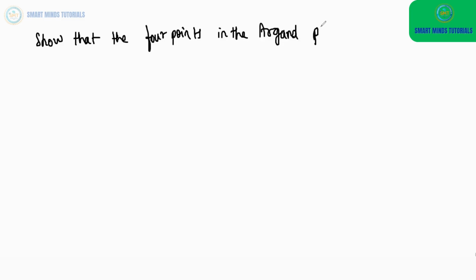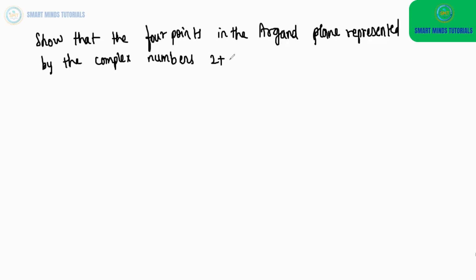Let's take up the next question. Show that the 4 points in the Argand plane represented by the complex numbers 2 plus i, 4 plus 3i, 2 plus 5i, 3i are vertices of a square.